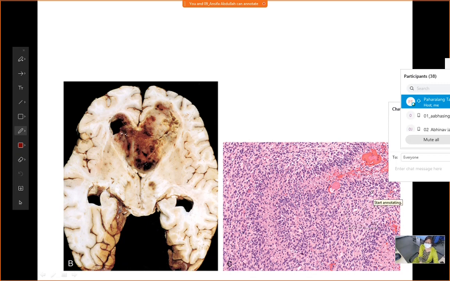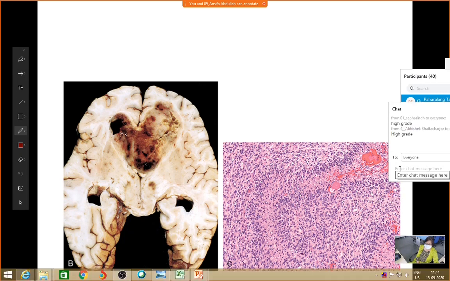Can you enter the answer in the chat box? What tumor is this? Okay, it's a low-grade glioma or a high-grade glioma. Write that at least. It's a high-grade glioma, very good. Okay. Glioblastoma, very good. So this is a classical example of a glioblastoma.